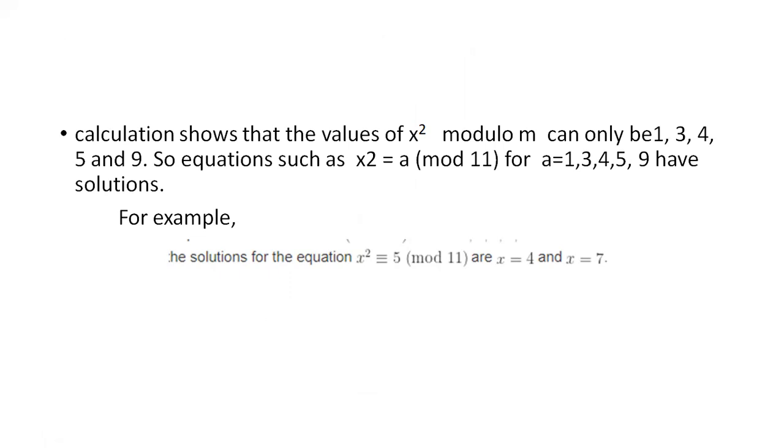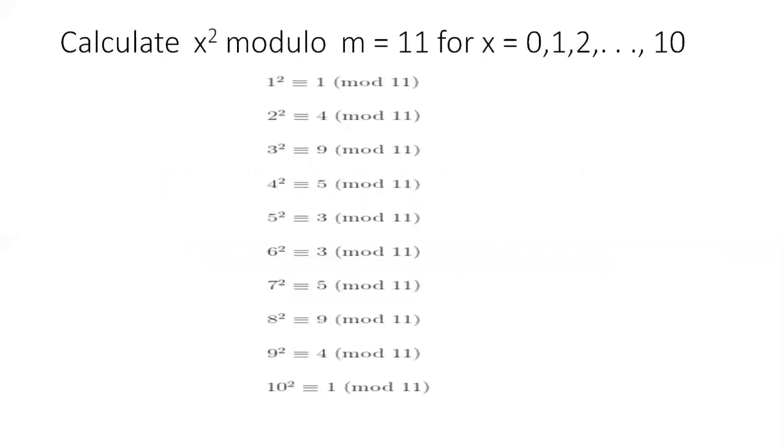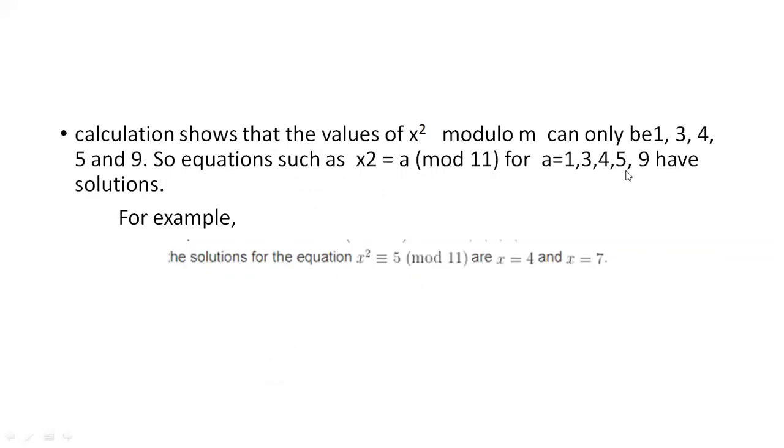We see whether the solution is there or not. For example, the solution of the equation x square congruent to a mod 11, where the different values of a are 1, 3, 4, 5, 9. You can observe that x values vary from 0 to 10. So x square values vary as 0, 1, 4, 9, 16, etc. And the different values we are getting for a are 1, 3, 4, 5, 9. So therefore, in this example, the p value is 11.